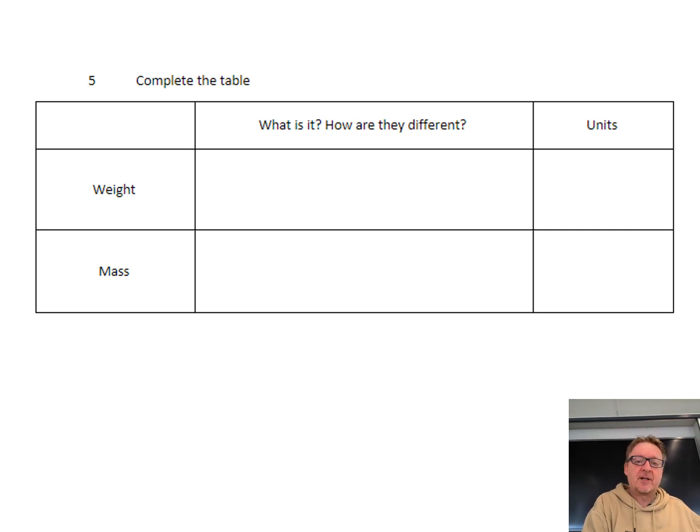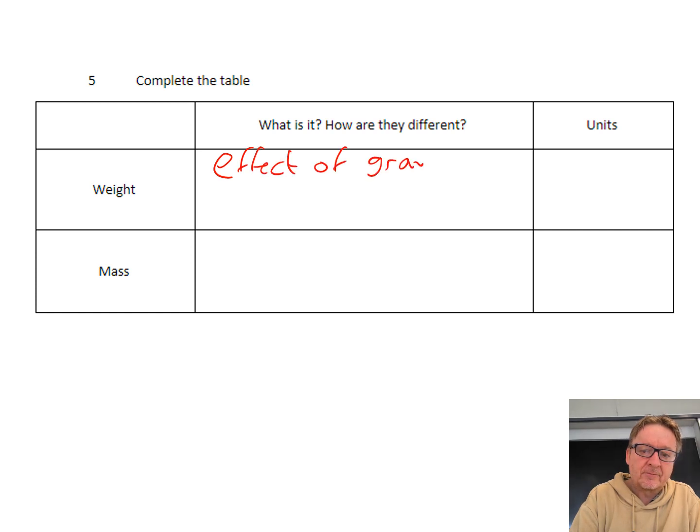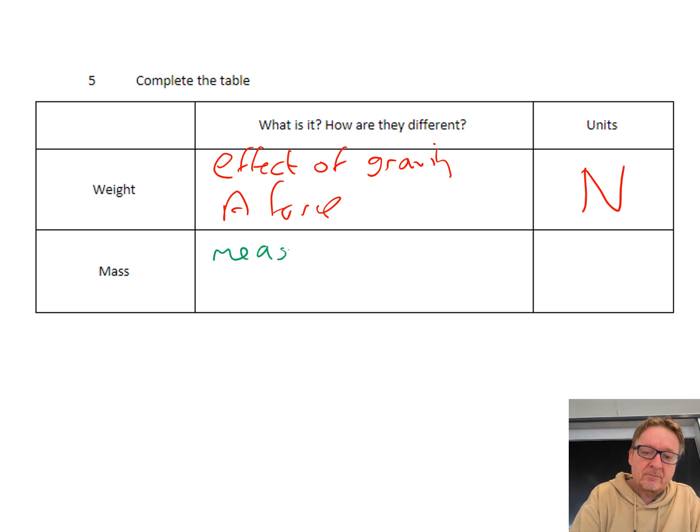Question number 5, complete the table. Weight, what is it, and how are they different? So weight is the effect of gravity, and it's a force, and that is measured in newtons. Mass is a measure of matter, it's kind of like the particles. It stays the same everywhere, and it's measured in kilograms.